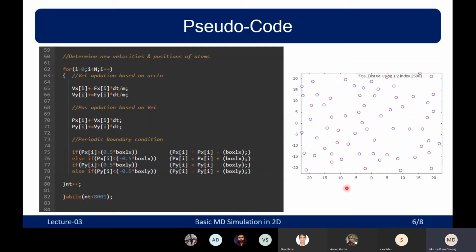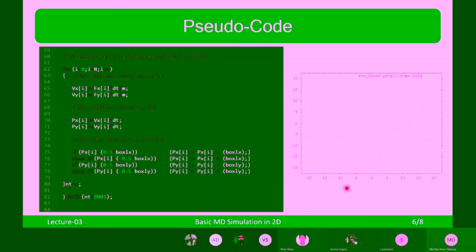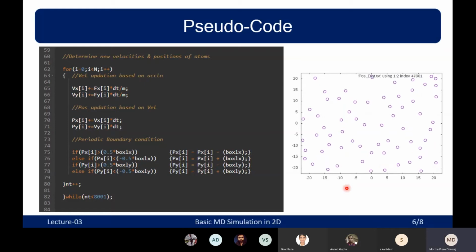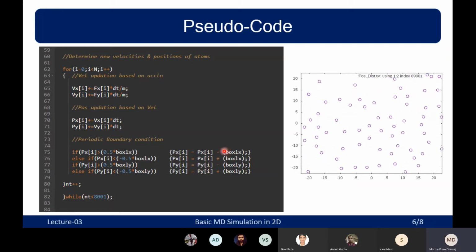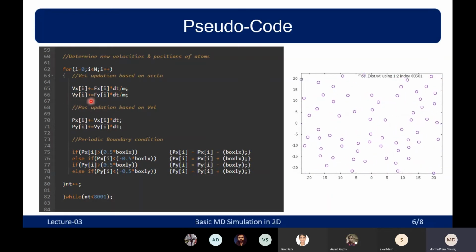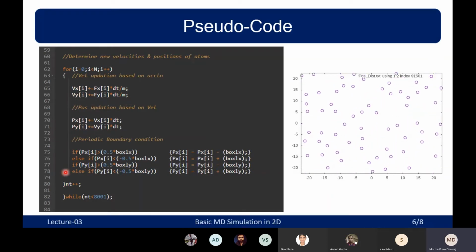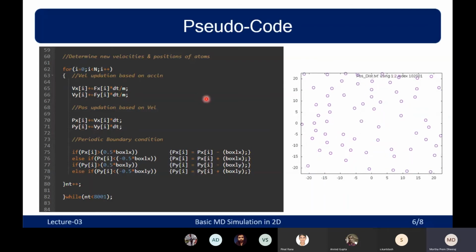So this is the pseudocode that would simulate all the particles' behavior in 2 dimensions. And if you want to extend that to 3 dimensions, you'll have to accommodate the corresponding equations for the 3rd dimension as well in all these steps.